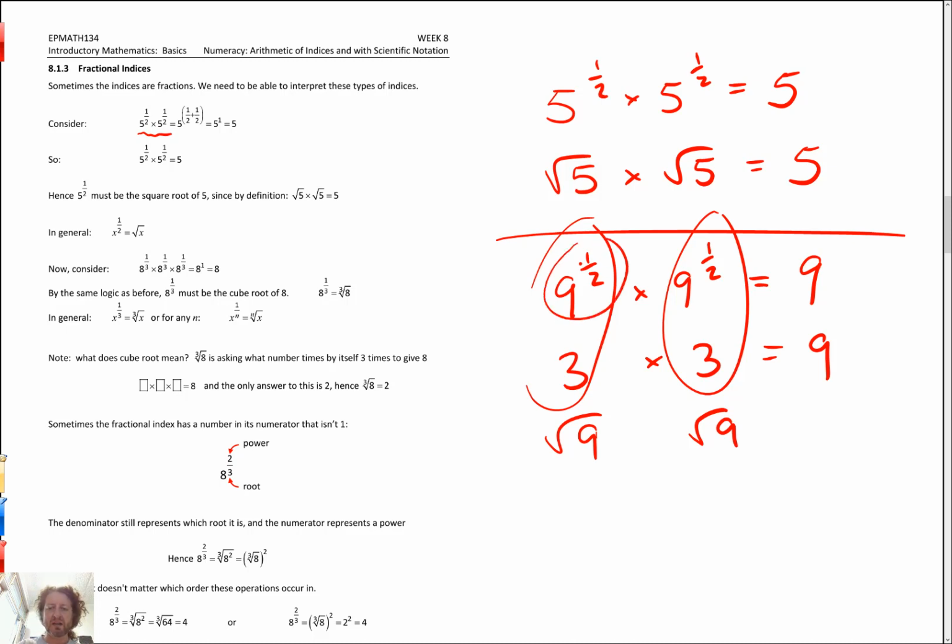If 9 to the half is equal to root 9, then 5 to the half is equal to root 5. A power of a half means square root. Okay, so that's another one. I know there's a bit of info coming into this one, but that's another law we've got. Power of a half means square root.